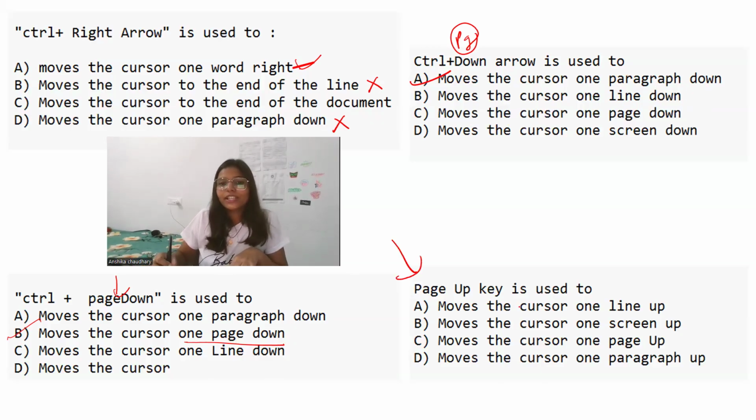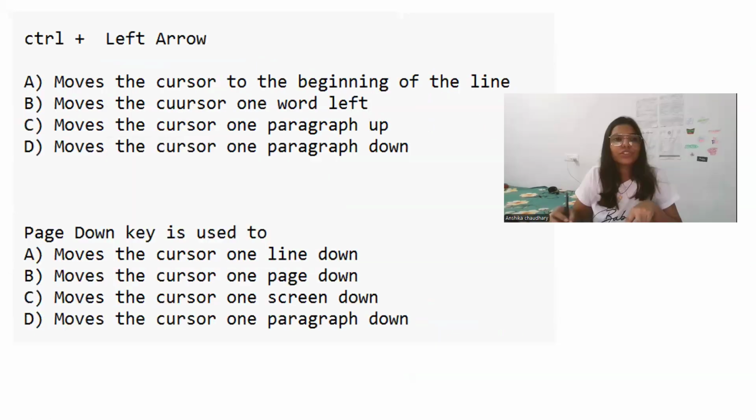So the next question is page up key is used to, so it must be related with page, right? So line up, screen up, page up, or paragraph up. So option number C will be the correct answer. One page up. Option number C will be the correct answer. Let's move on to the next question.